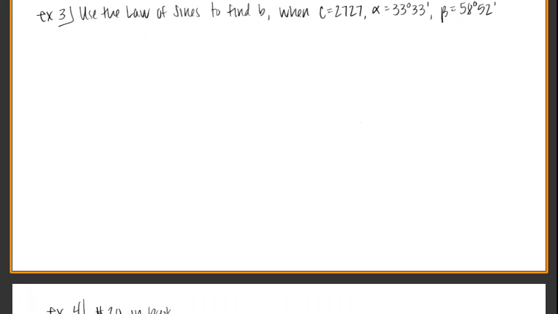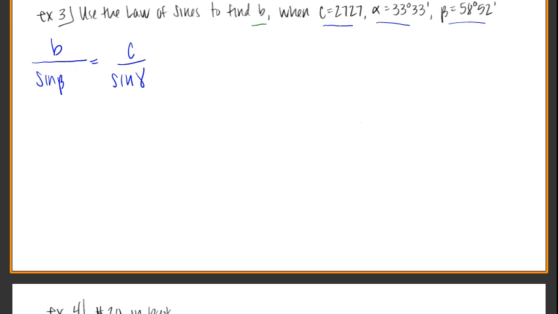Alright, so let's go on to example 3. Okay, with this example, let's look at what we want to find. We want to find side B. We are given the fact that side C is 2,727. We have alpha and we have beta. Well, if we want to find side B, let's write the ratio this way. Side B over sine of beta equals, and then what's given to us is side C, so it would be C over the sine of gamma.